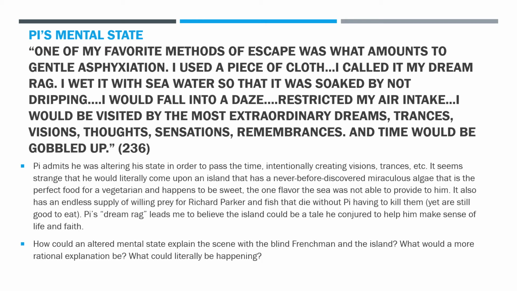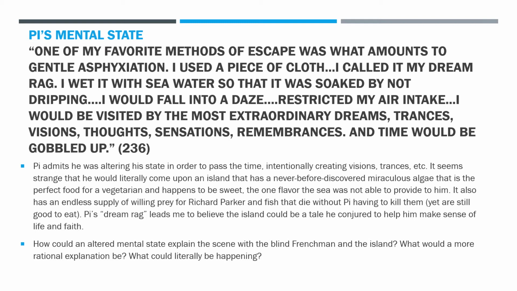So to me, and we'll talk about this in a minute, the necessary mandatory reader interaction with this plot, it seems like the blind Frenchman and the island, it's possible, but it's not very likely that these things happen. It seems much more likely to me that maybe something random happened, but he was using this asphyxiation method of altering his state, and he hallucinated a lot of this. It seems weird that this island has basically unlimited food, the perfect food for Richard Parker and the perfect food for Pi.